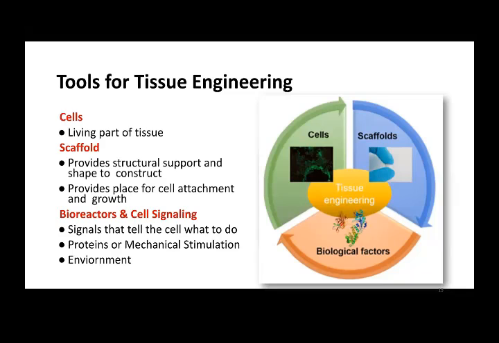These are signals that tell the cell what to do and enhance differentiation, and mechanical stimulation, and provide a basic environment in which it can do so. So we have the cells, scaffolds, and then biological factors that are the main components of the tools for tissue engineering.